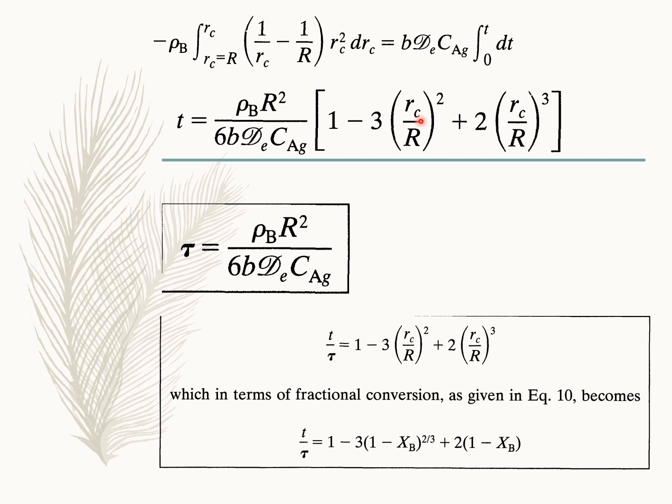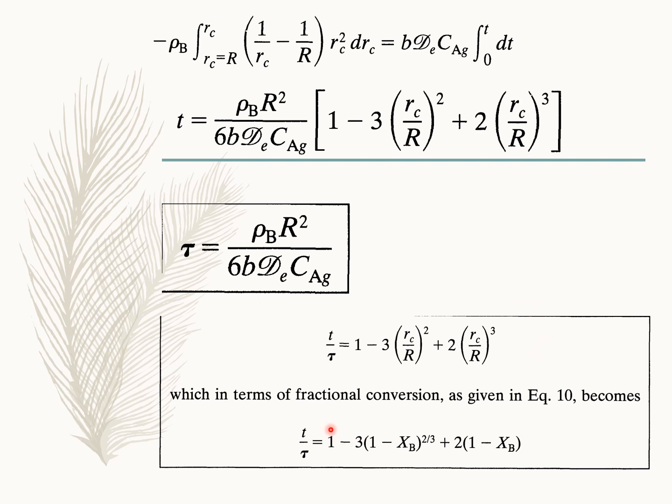And then to calculate the time for the complete conversion, it implies there's no more unreacted core, and RC will be 0, and this term and this term will be 0, and we will end up with tau only equal to this term. Now, if we divide these two by each other, so t over tau, this term and this term will be neglected, and we will be left with the term in the brackets. And this is what really is written here. t over tau is equal to 1 minus 3 (rc over r) squared plus 2 (rc over r) cubed.